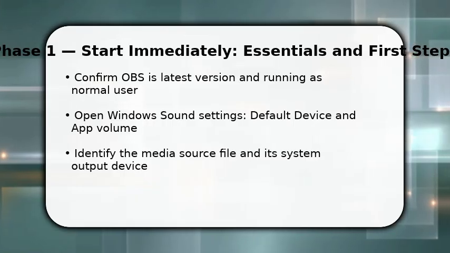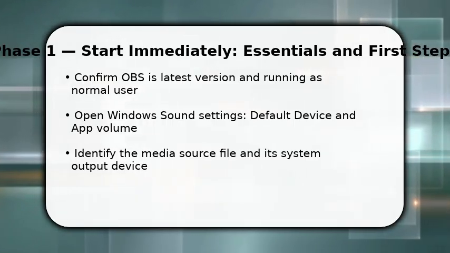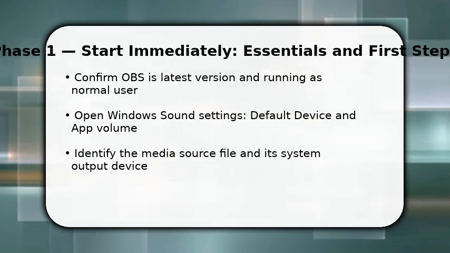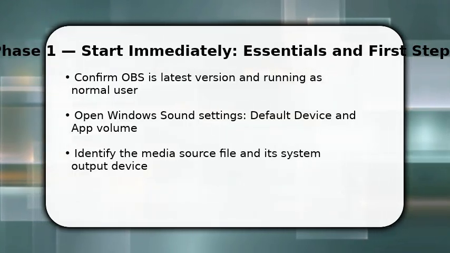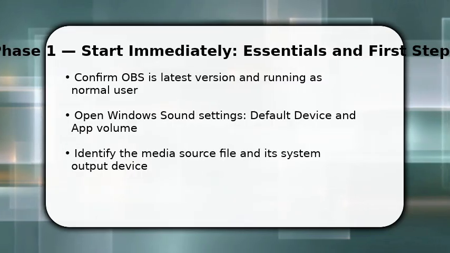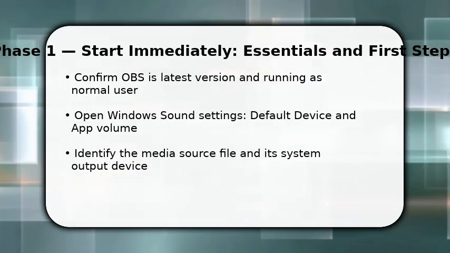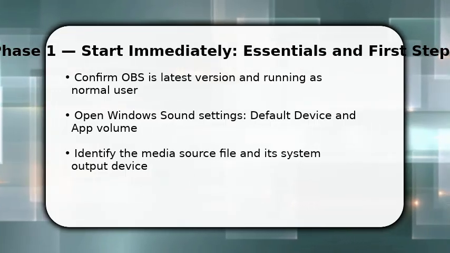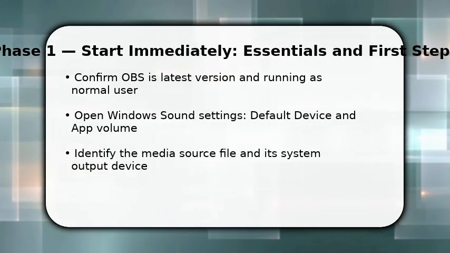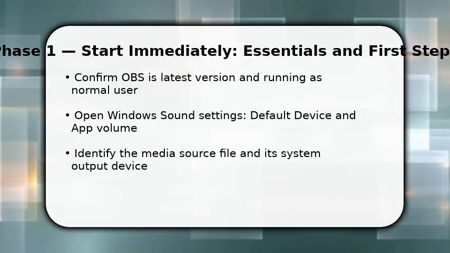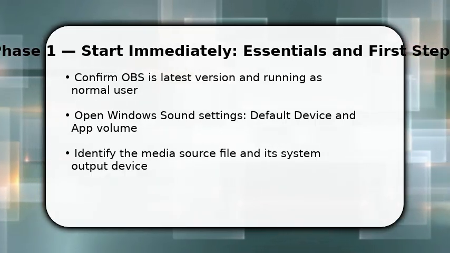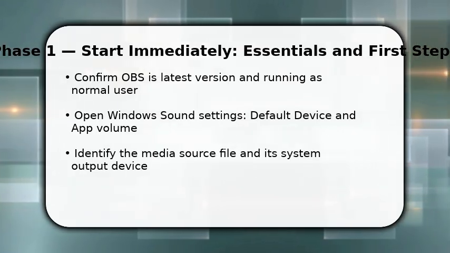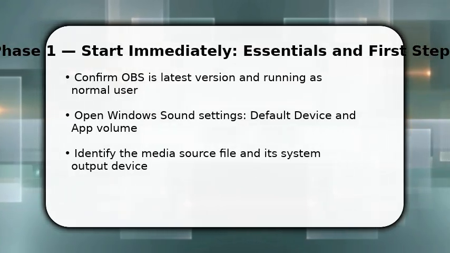You start by confirming prerequisites: OBS updated, and the media file playable outside OBS, because broken files or outdated software break audio capture. Open Windows Sound Settings and pick a default device. This tells OBS where system sound flows. Once done, verify the media source is set to the same output device. Make sure to run OBS as the same user that plays the sound. Otherwise, you get permission and routing conflicts that mute the source.